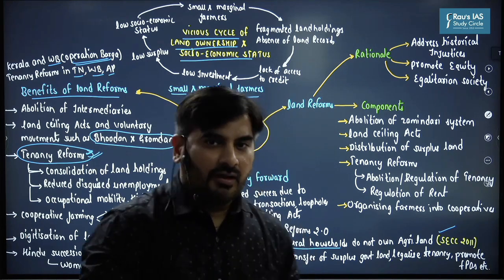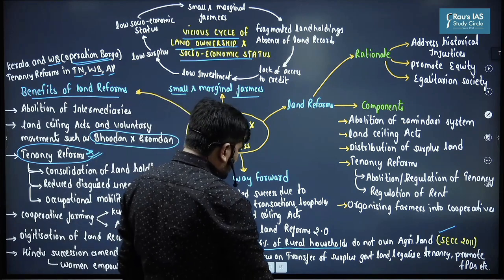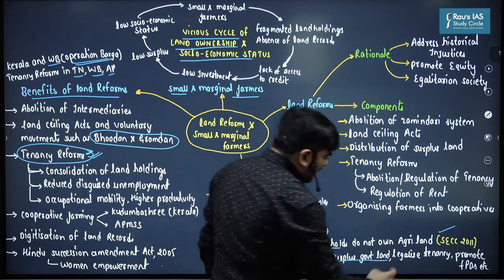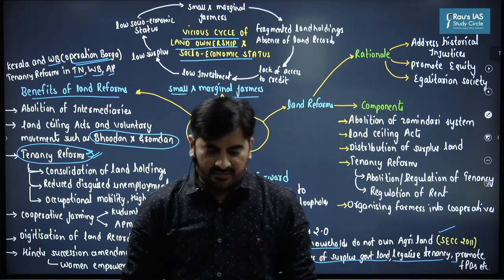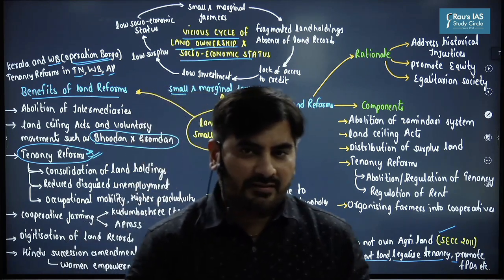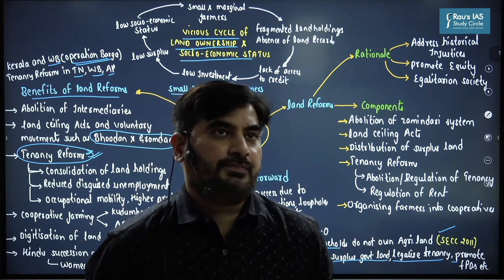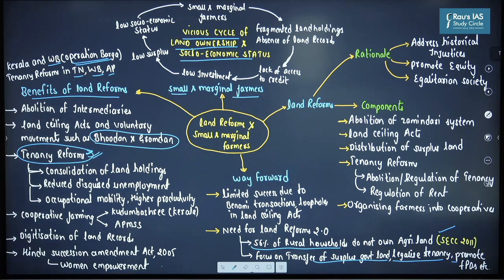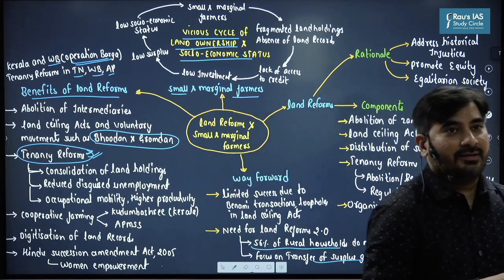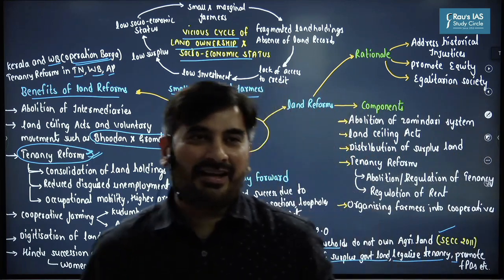What can be done here? We have to focus upon transferring the surplus government land to the people, legalizing tenancy in agricultural land, promoting farmer producer organizations. So all of these way forward points could have been incorporated in your conclusion. Are we clear now, all of you, with respect to these things? The question is, how will you structure this content in the answer in terms of introduction, body, and conclusion? The challenge is to write all of this in 150 words. Let's understand that. I'll show you how it can be written in 150 words.